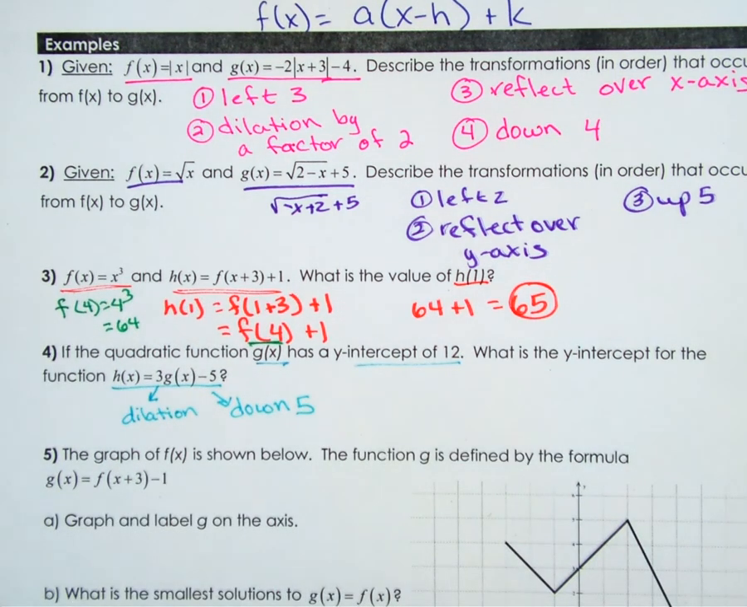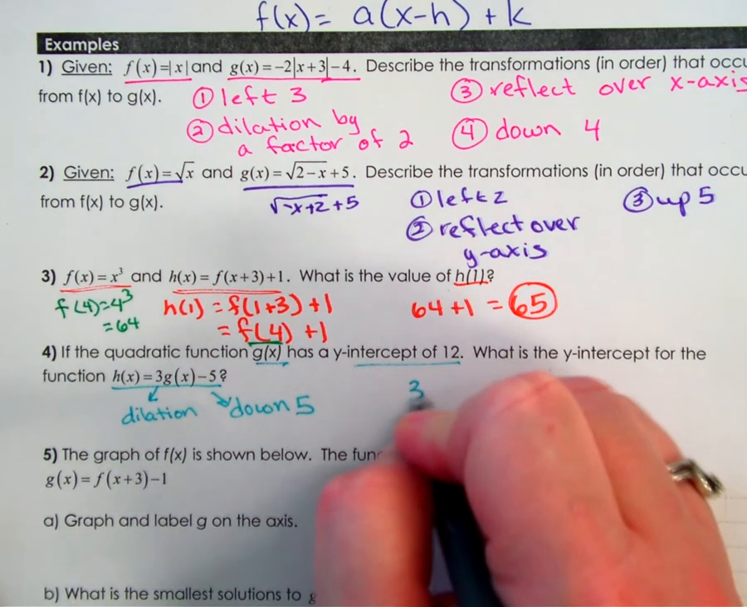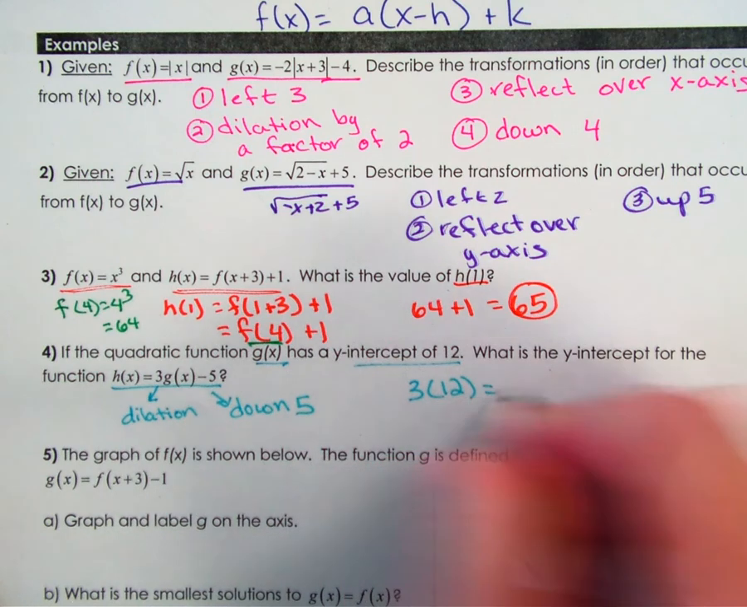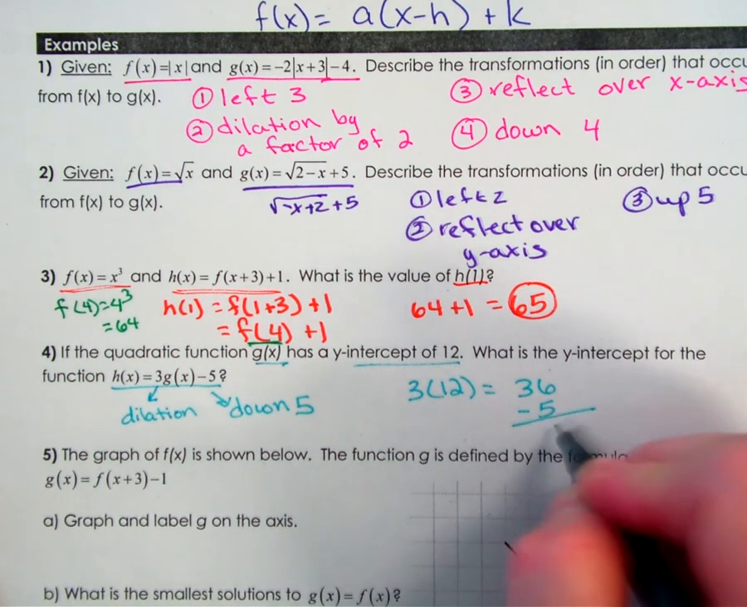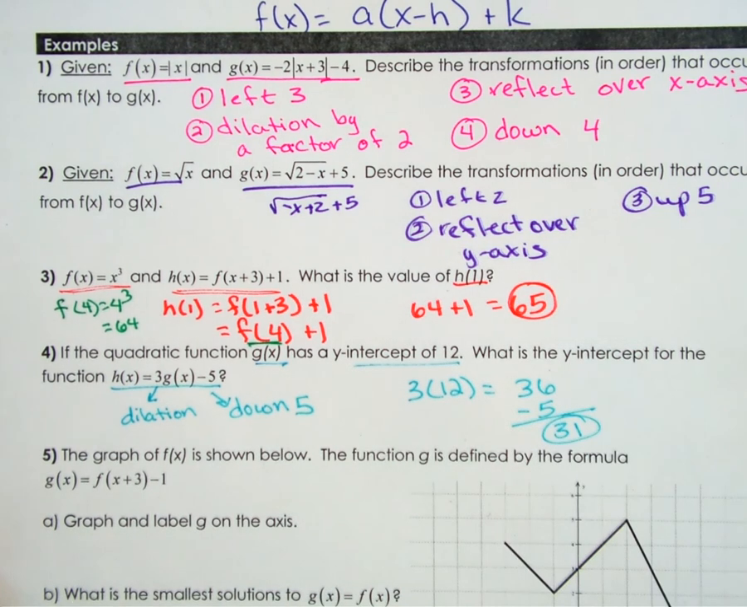So as I was saying before, your transformations, whatever happens to the entire function happens to every point on that function. So including your y-intercept. So I'm going to do a dilation of 3 on my y-intercept. So that gives me 36. And then I'm going to move it down 5. Our new y-intercept is going to be at 31. So every point follows the same transformations.